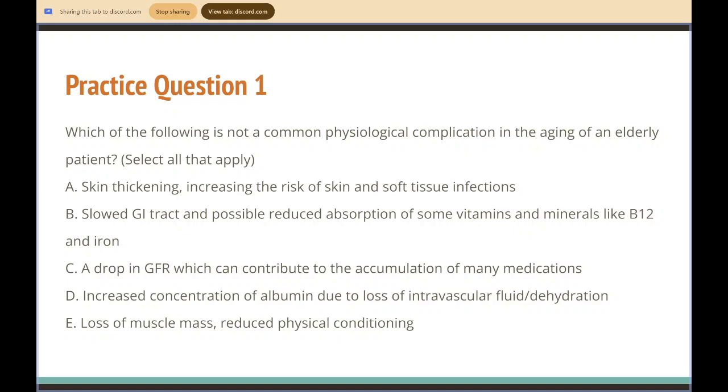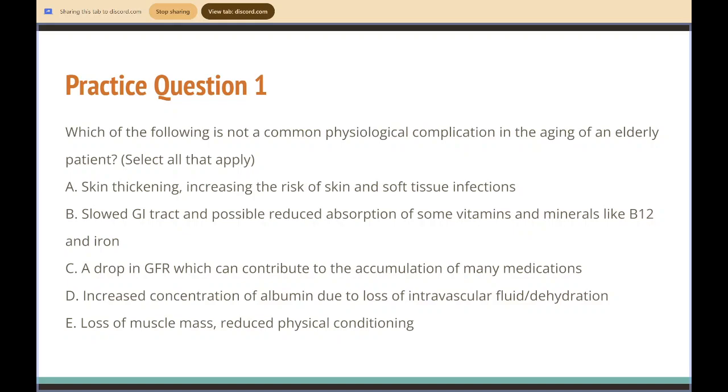Choice A, skin thickening, increasing the risk of skin and soft tissue infections. B, slow GI tract and possible reduced absorption of vitamins and minerals like B12 and iron. C, a drop in GFR, which can contribute to the accumulation of many medications. Choice D, increased concentration of albumin due to loss of intravascular fluid, dehydration. And E, loss of muscle mass, reduced physical conditioning.